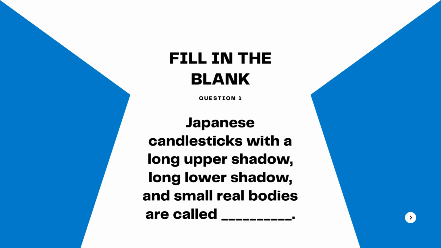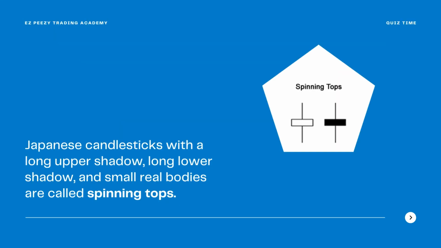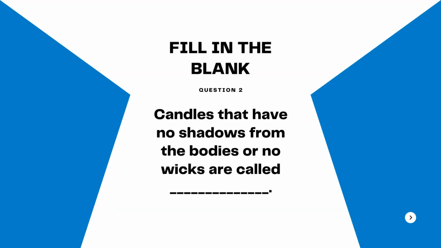So quiz time. Fill in the blank. Japanese candlesticks with a long upper shadow, long lower shadow, and small real bodies are called what? What was the first type of candlestick? And I told you it doesn't matter what color that candlestick is. Spinning top. What matters is where it's at on the chart, right? Is it in an uptrend or downtrend? Is it at the bottom? Then it's a sign of reversal or strengthening, weakening, right?